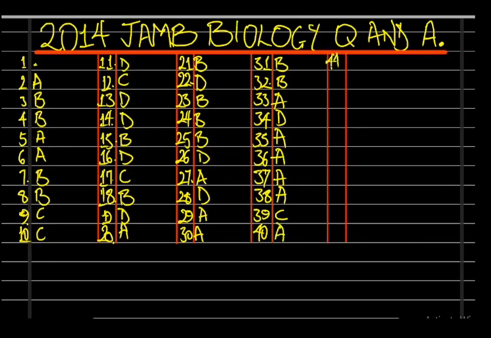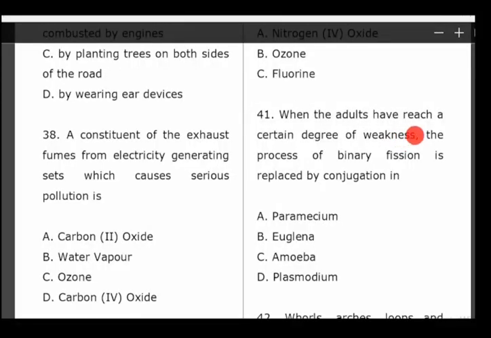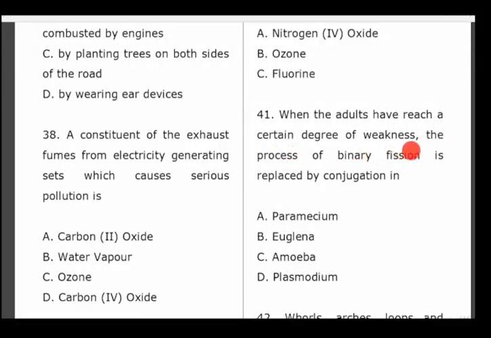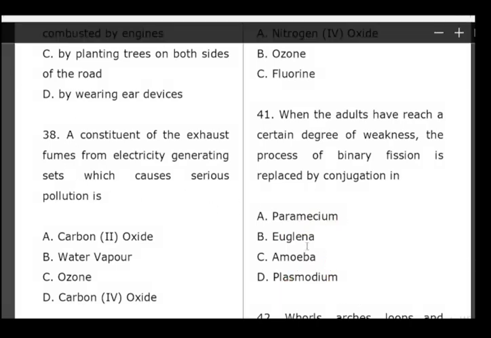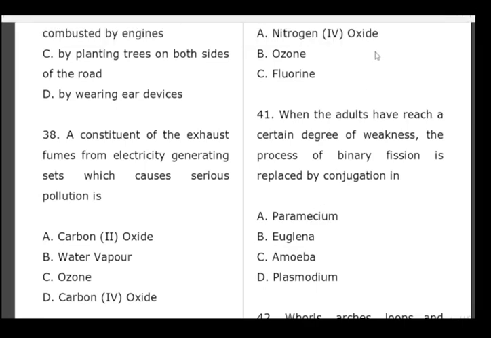Let's see question 41. When the adults have reached a certain degree of weakness, the process of binary fission is replaced by conjugation in A. Paramecium, B. Euglena, C. Amoeba, and D. Plasmodium. Now looking at this particular question, we find that we have two different types of reproduction here.